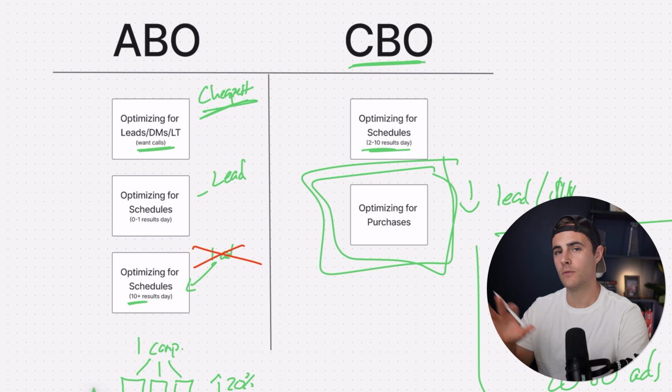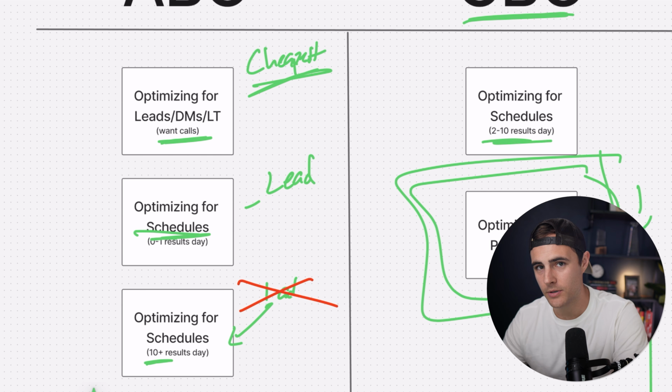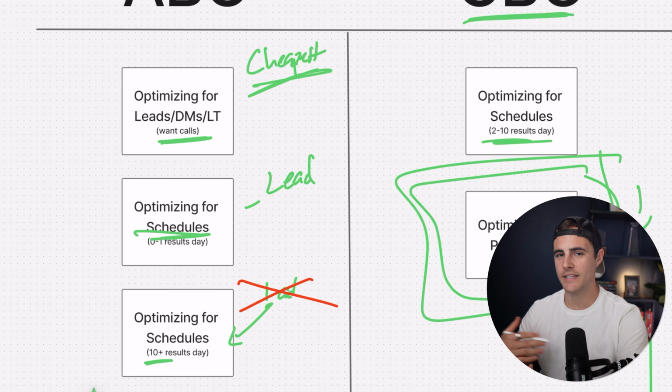Now, for all of this to work, especially when we're optimizing for schedules, it's all going to be based off of pixel conditioning. You have to have good data going back into the account so that we can optimize these campaigns for qualified leads or qualified schedules.